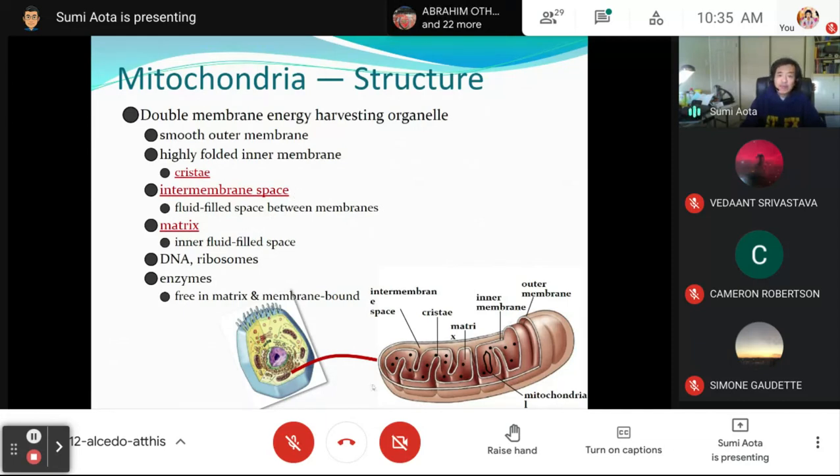The fluid area inside the cristae, this area here with the dots in it, is called the matrix. It's an inner fluid-filled space. Think of the movie The Matrix, where power generation occurs. The matrix contains mitochondrial DNA, which is a black loop. It also contains ribosomes, so it can make some mitochondrial proteins, which are the black dots. And then there are enzymes, both in the membrane and floating free in the matrix. So that's the general structure of the mitochondria.